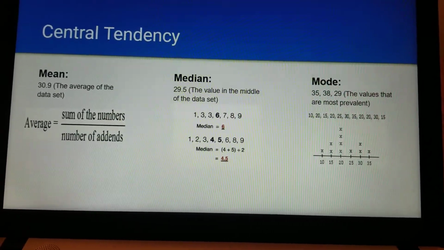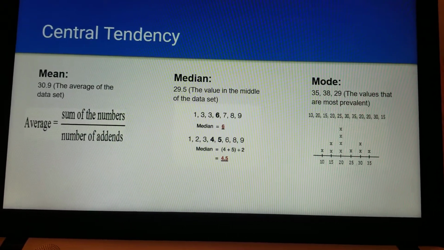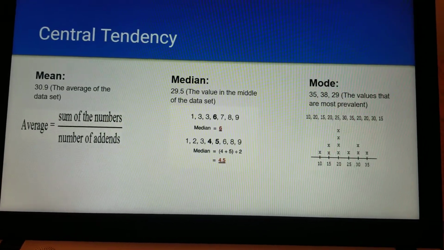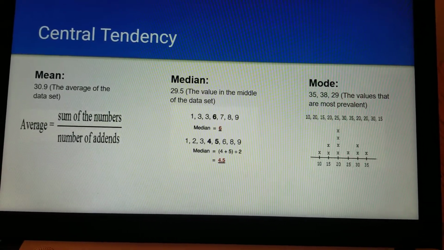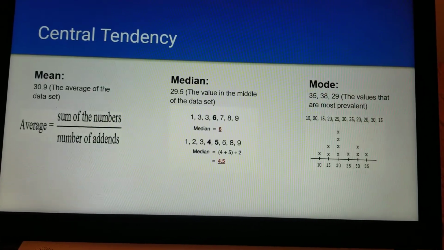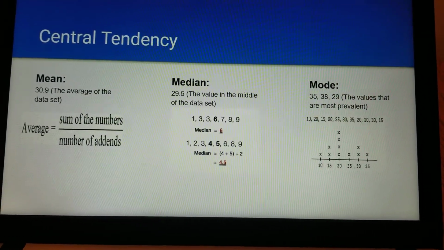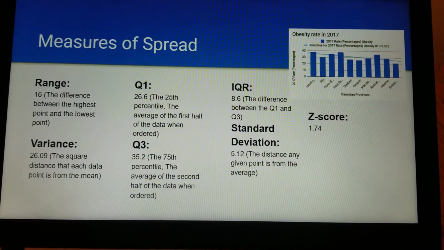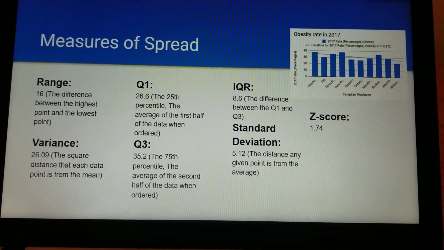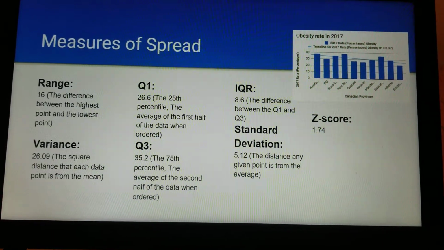And the central tendencies, so the mean is 30.9, the median is 29.5, and the mode is 35, 38, and 29 because they all three appear at the same frequency, but they appear more than the other numbers. So for measures of spread, I also have another histogram graph in the top right corner.